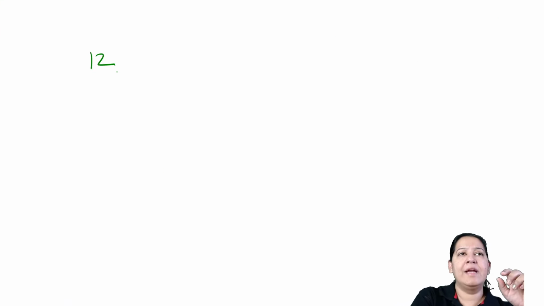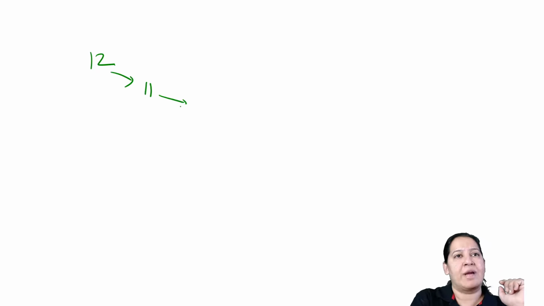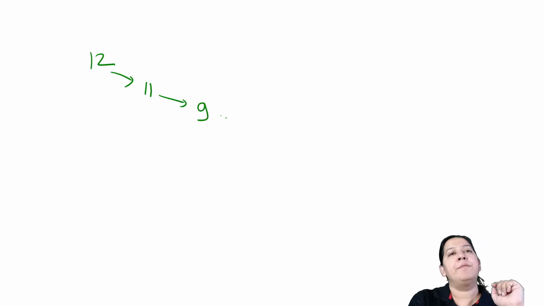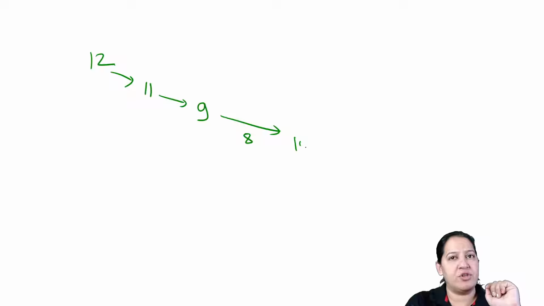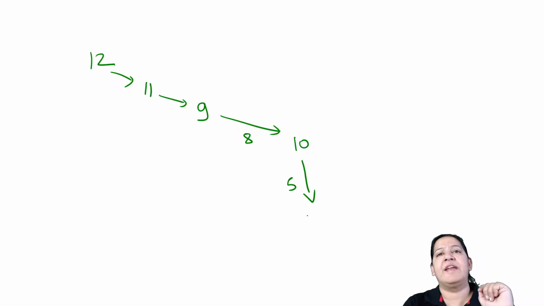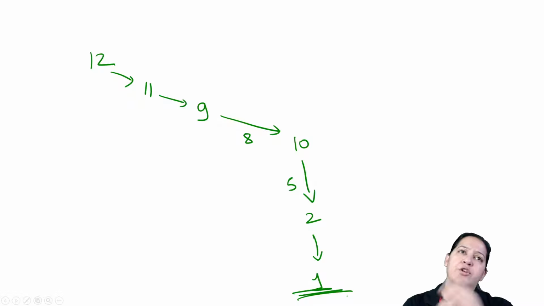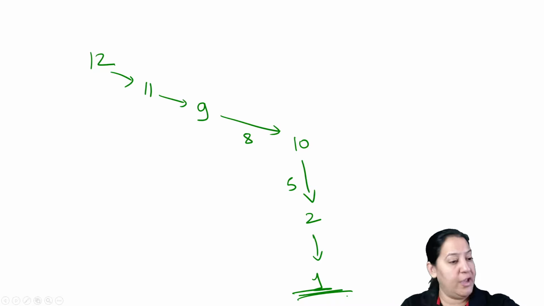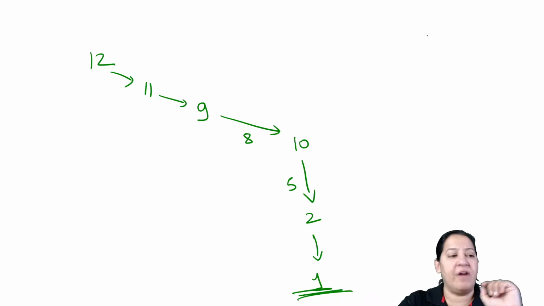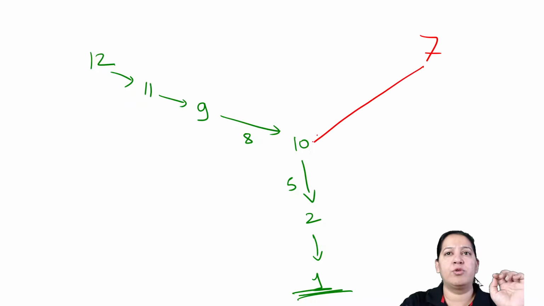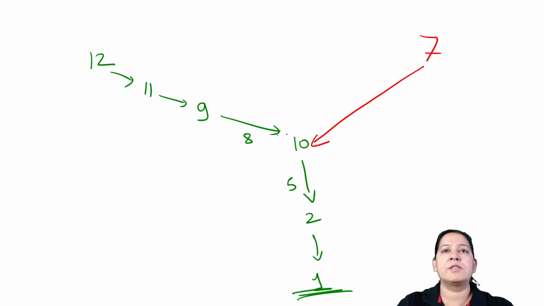So 12 leads to activation of 11, leads to activation of 9. In presence of 8, it leads to activation of 10. In presence of 5, it leads to activation of 2. 2 leads to 1. 1 is fibrinogen, which got converted into fibrin. This is all intrinsic pathway. If you talk about extrinsic pathway, it is only one factor, that is factor number 7, which directly leads to 10. So from 10 onwards, it is common for both.